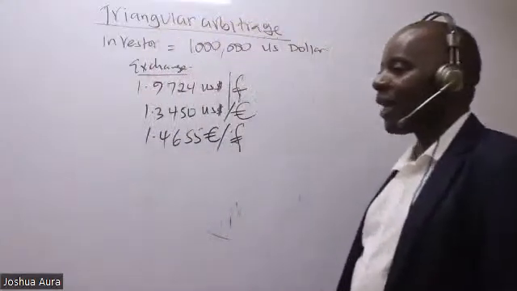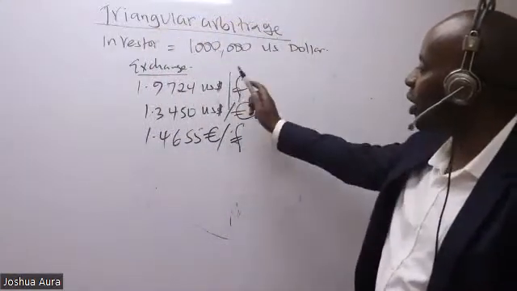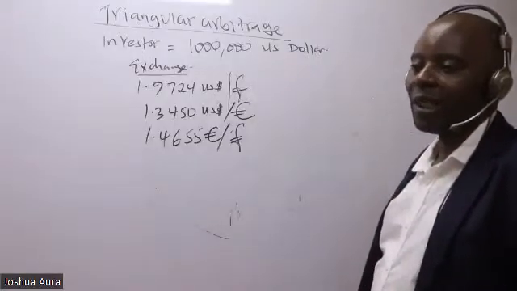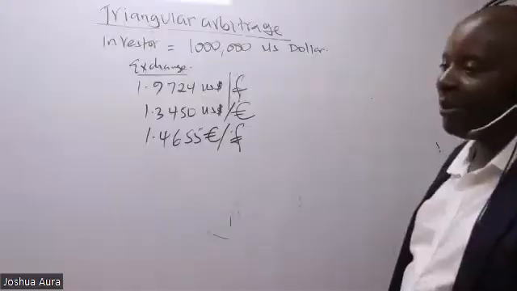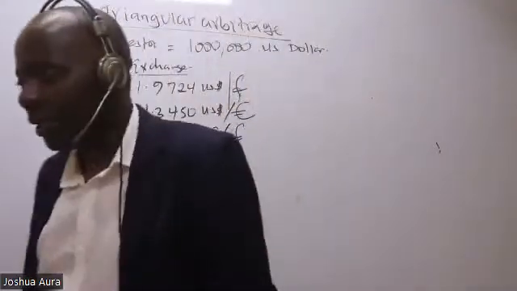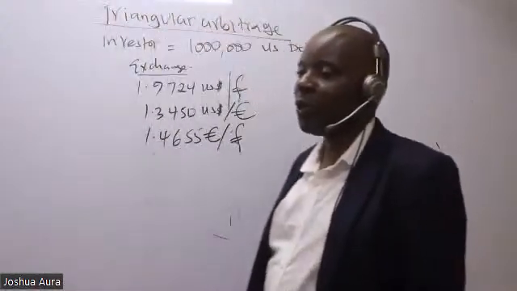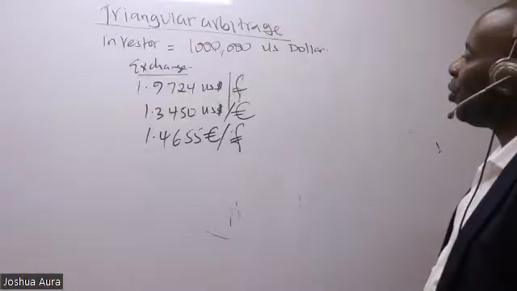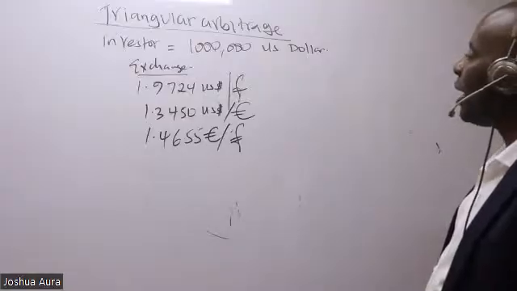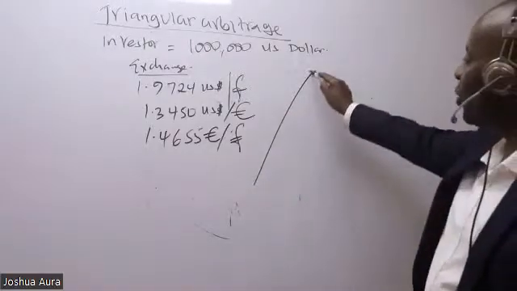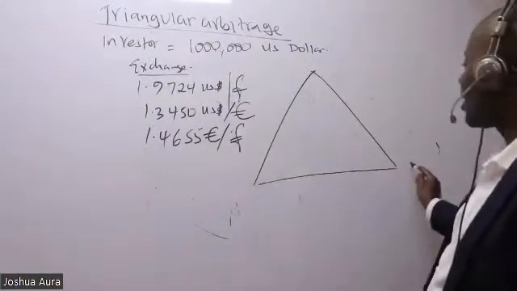Now, ladies and gentlemen, how much do you have? First of all, we have US dollar, pound, and then we have the euro. There are three currencies, so this has to be a triangular arbitrage. If that is the case, then this is what I will do. I will come here and draw the triangle.